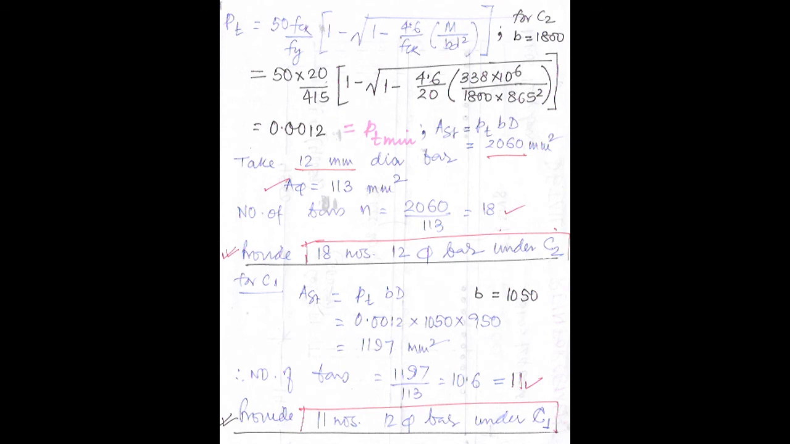So what will be Ast? Ast will be pt into B into d. So B is again 1800. What is D? 950, capital D overall depth. So here you take 12 millimeter diameter bar, and the area of one bar comes out to be 113 millimeter square. Pi by 4 into 12 square, that is 113 millimeter square. So number of bars, how will we find out? 2060 divided by 113, so 18. So what will be our conclusion?